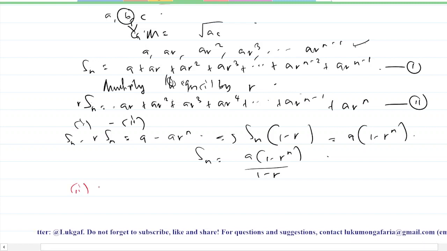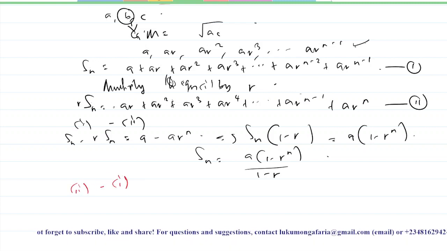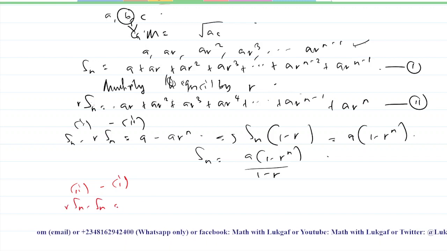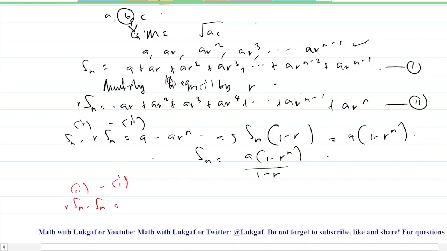Similarly, since we have two equations, before we subtracted 2 from 1, what if we subtract 1 from 2? That can also give us another formula. If we subtract 1 from 2, that is, we say this minus this, then I'm going to have R Sn minus Sn. You understand now? R Sn minus Sn. But here I don't have AR.